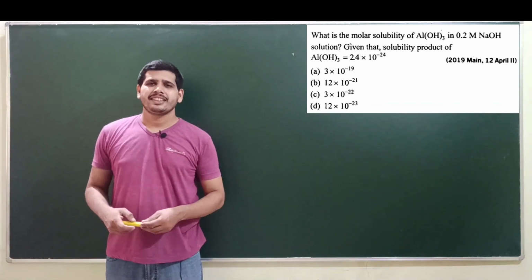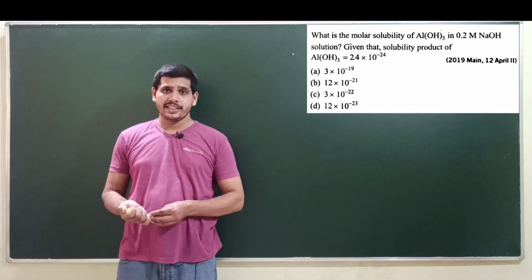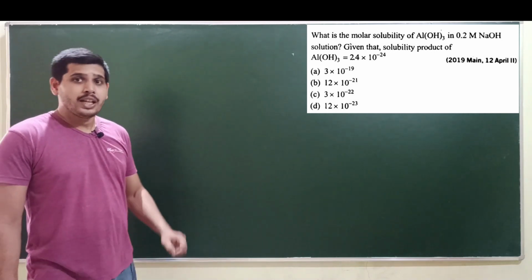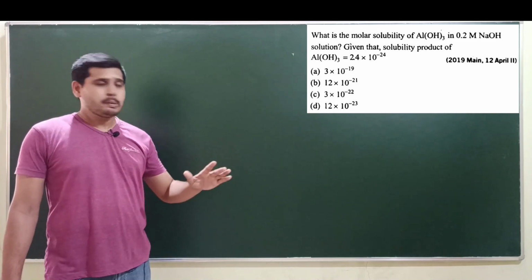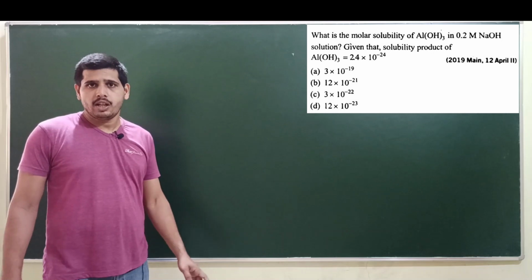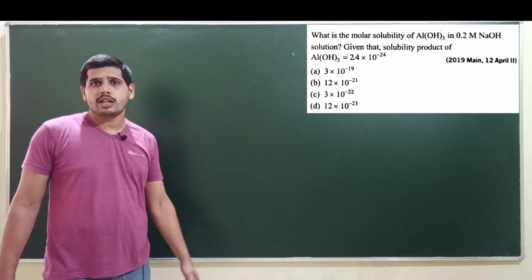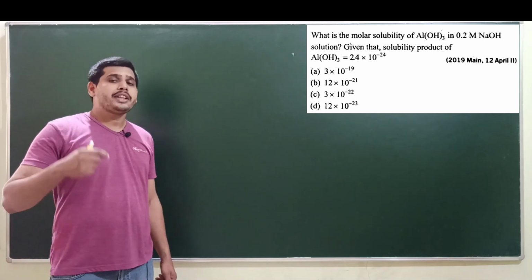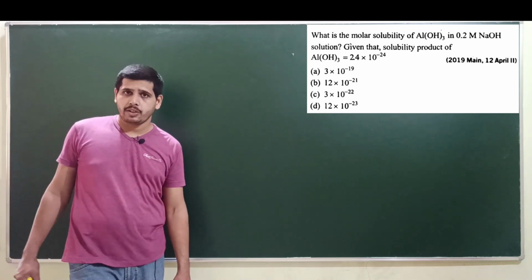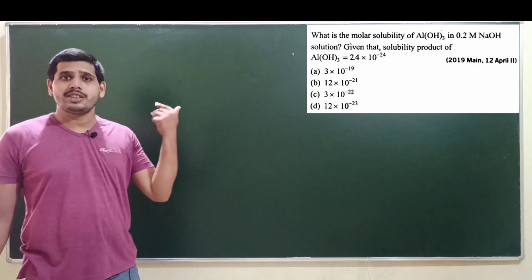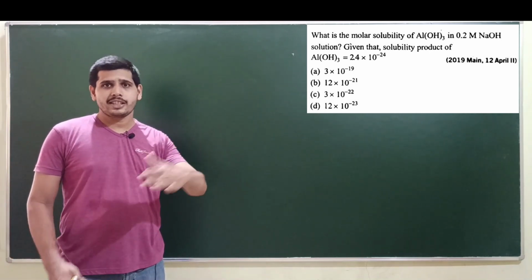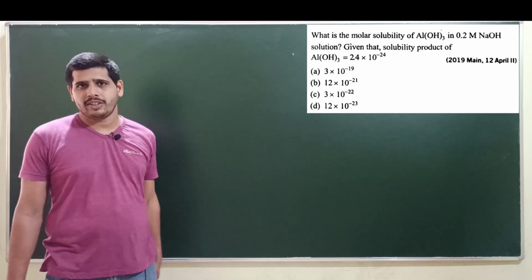Hello dear students, we have got a sparingly soluble salt, aluminum hydroxide, whose solubility is to be found out. Not in water, but in 0.2 molar sodium hydroxide. In water we know how to find it out. But sodium hydroxide will also supply the hydroxide ion, so the hydroxide concentration increases. So the common ion effect takes place, and solubility has to decrease. Let us find out whether it is true.